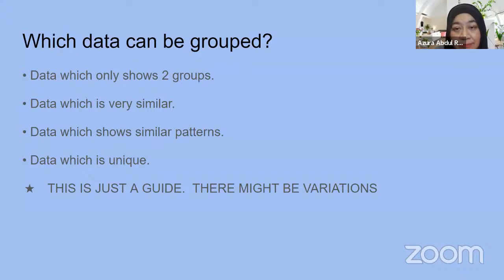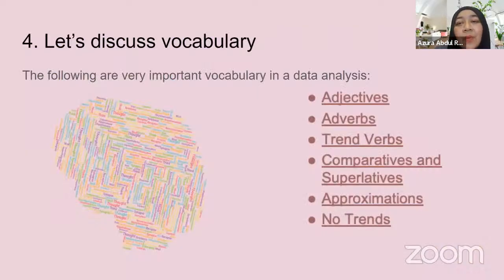All right, now, when you pick and choose, you have to be able to use good vocabulary, right? So the following are very important vocabulary in a data analysis. The first one is an adjective. What is an adjective? Can someone tell me what an adjective is? Anyone? A word that is used to describe nouns. Yes, excellent, Daniel. It describes nouns. What are adverbs? To describe verbs. Yep, exactly.